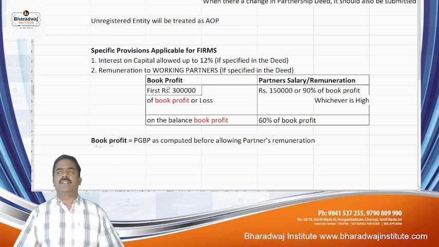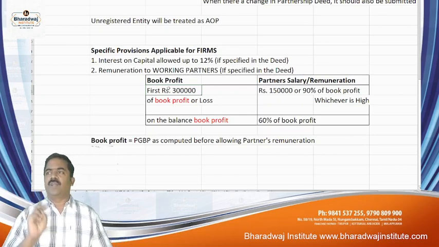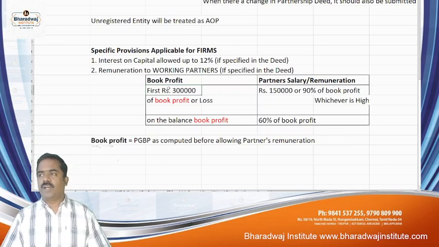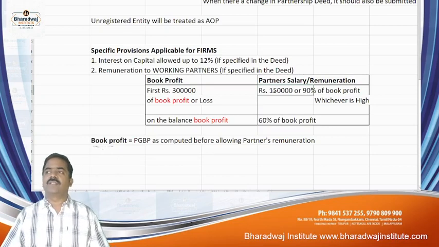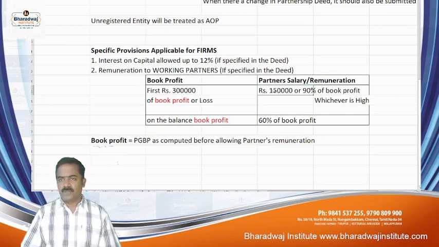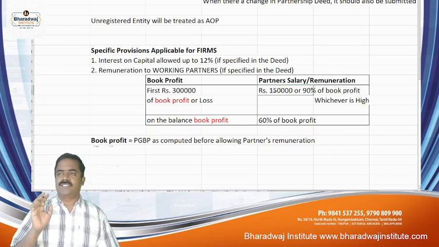Pay attention. Let's assume your firm is earning a book profit of 2 lakhs. What is the remuneration payable? 1,50,000 or 90% of book profit. 2 lakhs into 90% will give us 1,80,000, whichever is high. So you will pay 1,80,000.